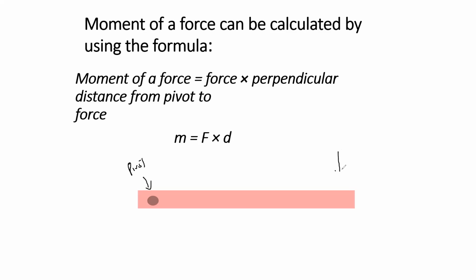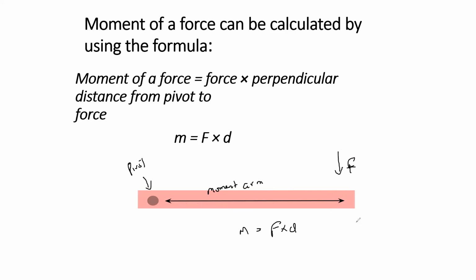So when we apply force on the object, the perpendicular distance from the point of action of the force to the pivot is known as the moment arm. The perpendicular distance from where we apply force to the pivot is called the moment arm. So moment is a product of force multiplied by moment arm.